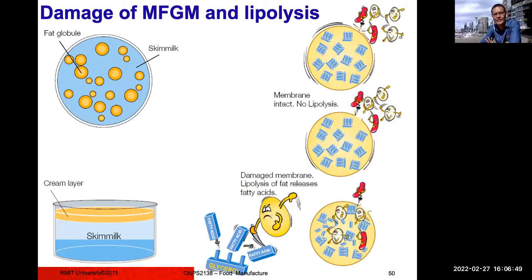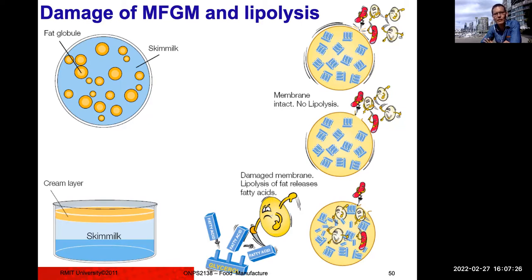So this is how it works, especially if you've got damage to the milk fat globule membrane through mechanical means or other means. Then the lipases can actually enter the fat globule and exert their lipolytic action on the fat. And therefore, once you've got free fatty acids being liberated, that's what can cause these different types of off aromas and off flavors.